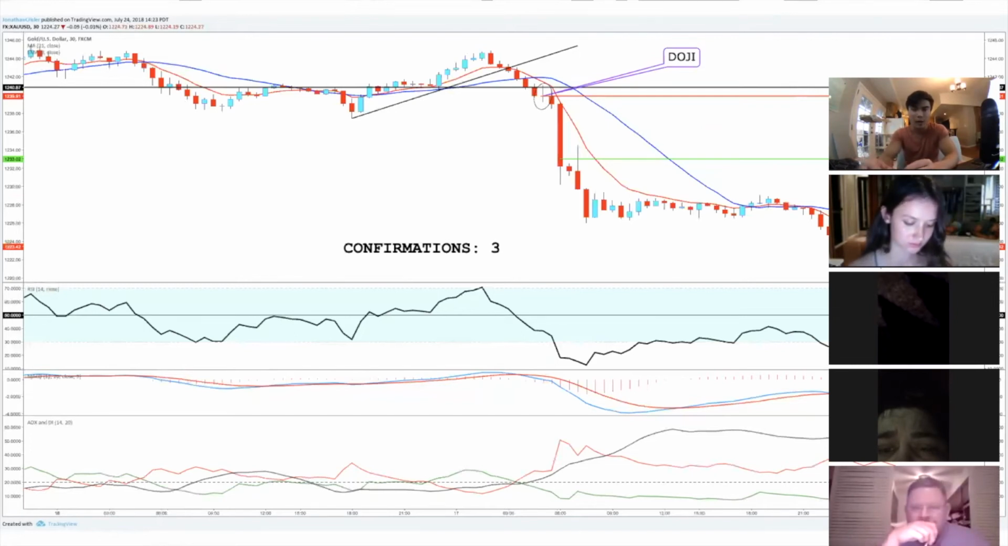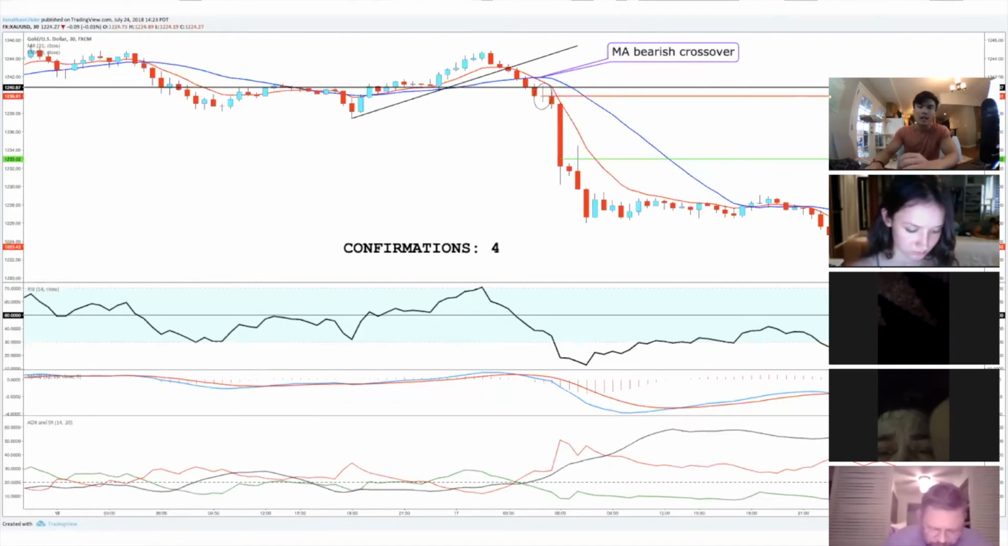And I gave it the benefit of the doubt of it going downward just because of all the other confirmations we had. So the doji is more of a bearish or bullish until proven bearish or bullish, but you can use it as a confirmation because that just shows that the banks and institutions are up to something.